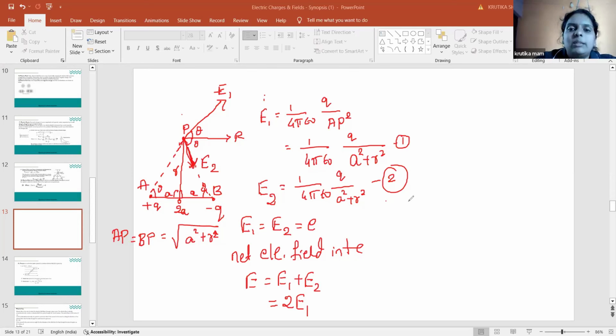Anything you can do, because here equation 1 will be equal to equation 2. No, there will be no change.